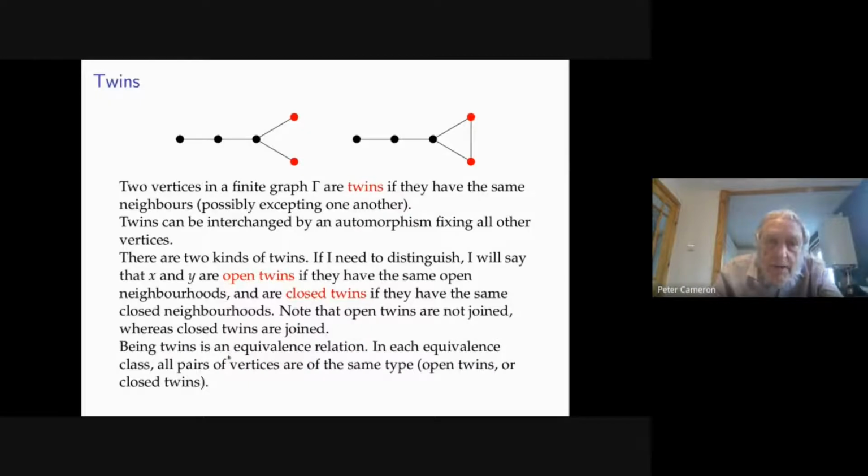But being twins is an equivalence relation. This is another easy exercise to prove. And in each equivalence class, all pairs are of the same type, either all open twins or all closed twins. And one way to see that is we take our remark up here that if two vertices are twins, you can swap them over and fix the rest of the graph. That shows you that you can permute each equivalence class arbitrarily. So you get a symmetric group on each twin equivalence class, fixing all the other vertices in the graph.